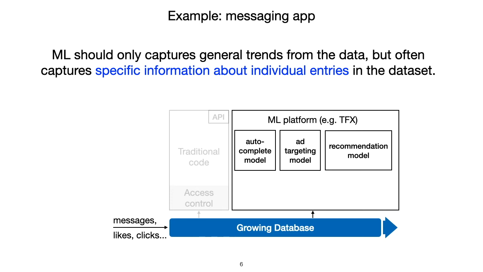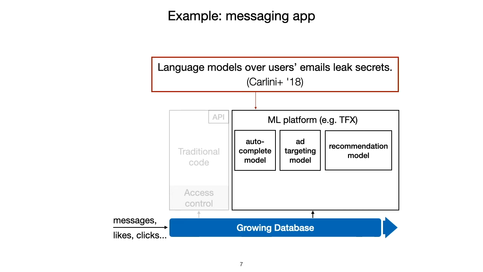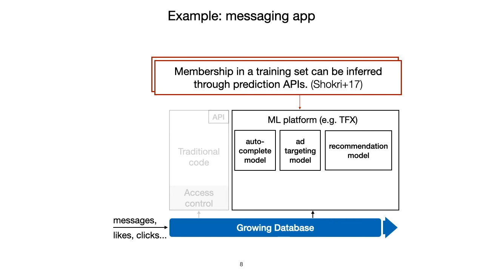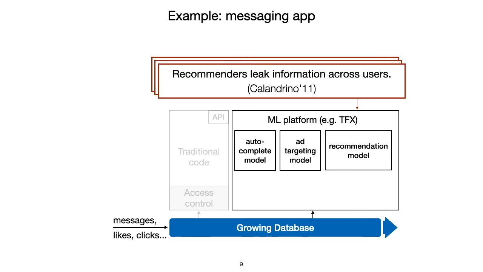And that would be okay if machine learning only captured general trends from the data. But in practice, machine learning also captures specific information about individual entries in the dataset. Language models can reveal text snippets from their training data, including secrets like a social security number or a credit card number. Access to a model's predictions is sufficient to infer with high accuracy whether a specific data point was in the training set. Recommendation models may leak information about specific behavior from a user to their friends.